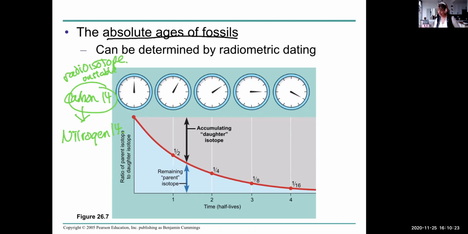So this graph here shows the number of parent isotopes. Say it's 1,000 carbon-14, and it'll start to decay into nitrogen. In one half-life, you've got only 500 remaining parent isotopes. In another half-life, you've only got a quarter, so 250 remaining. But what you've accumulated is a daughter isotope, in this case, a nitrogen. So it will look something like that.